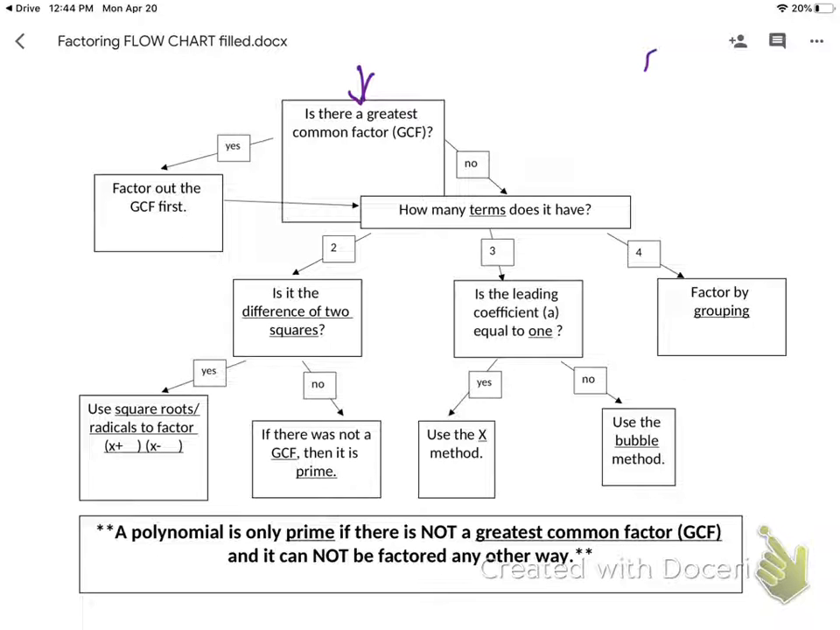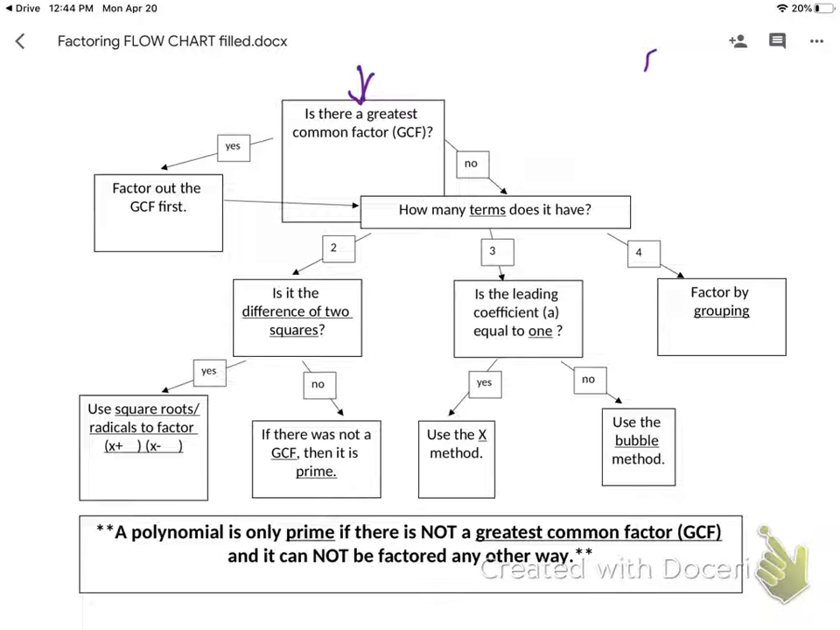If it only has 2 terms, more than likely, based on what we've learned so far, it's going to be a difference of squares. So it can factor into the x plus or x minus. If not, and there's no GCF, then it has to be prime. Prime's the word we say when there's nothing that can factor out.